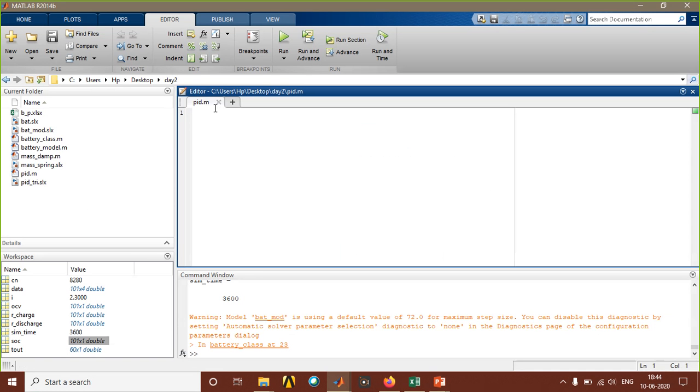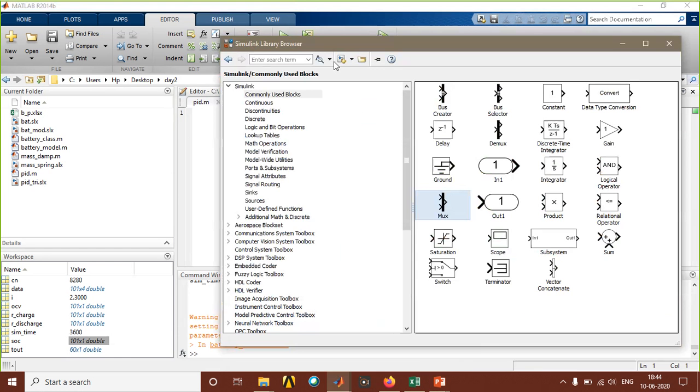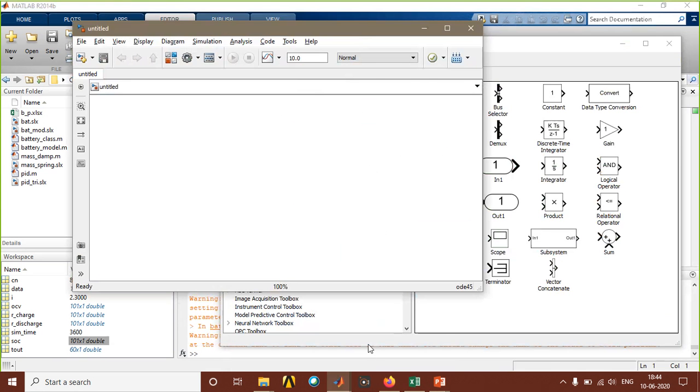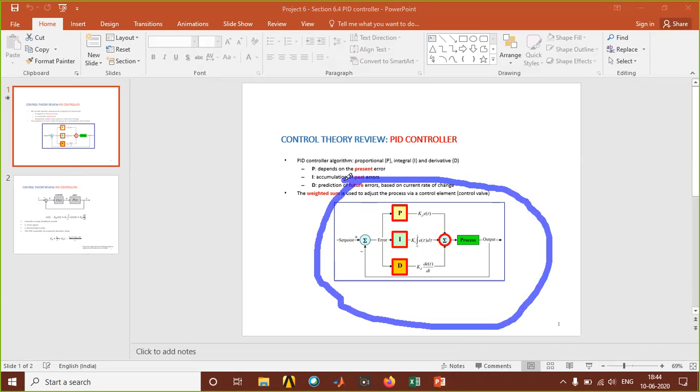I have already created a PID script, which is advisable. Next, I'm going to create a Simulink model. So guys, we are going to model exactly this.